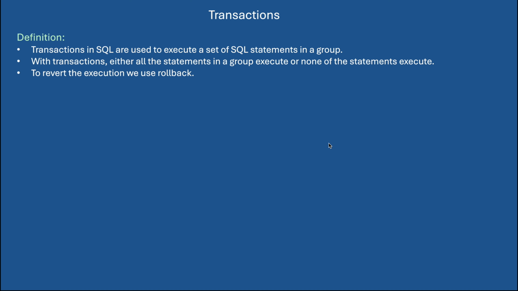And to revert back, we use rollback. We can also save to a save point to go back to that save point.